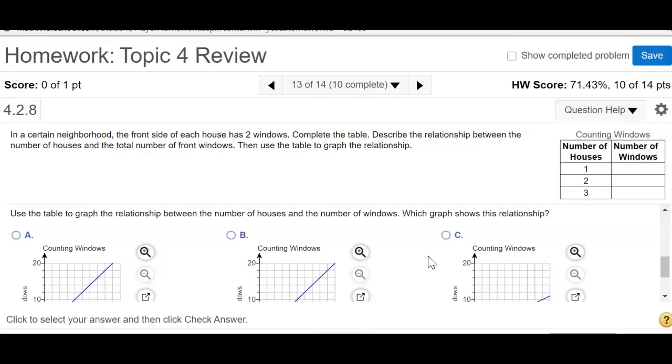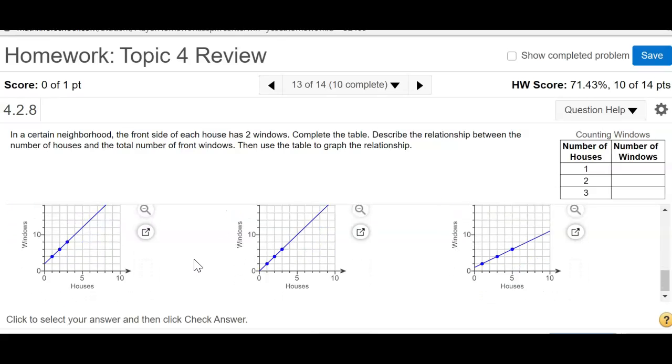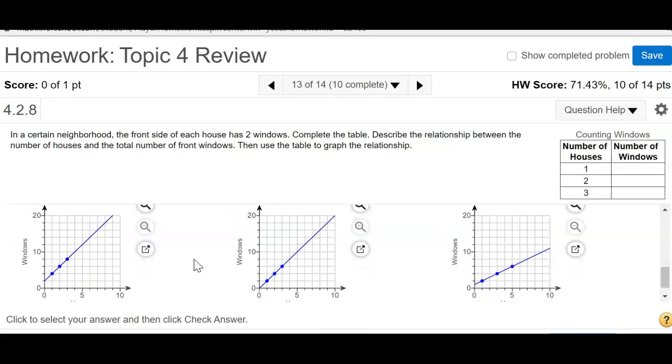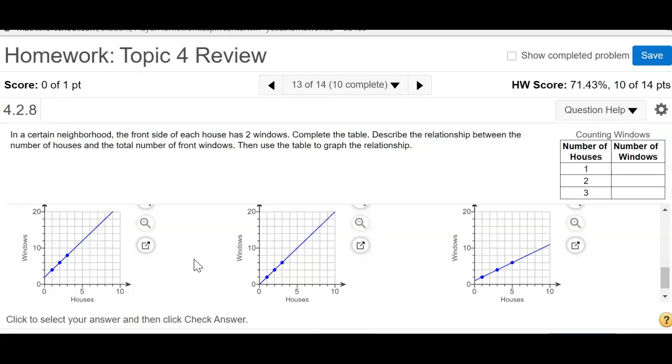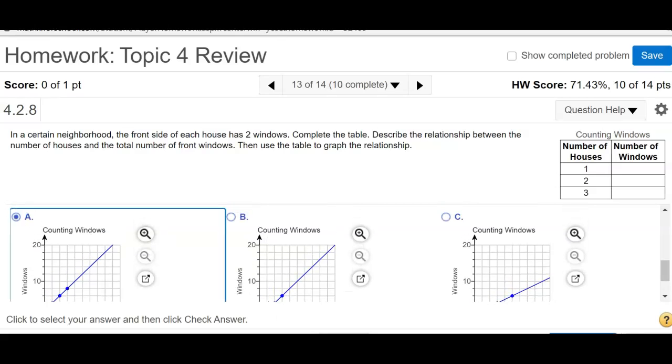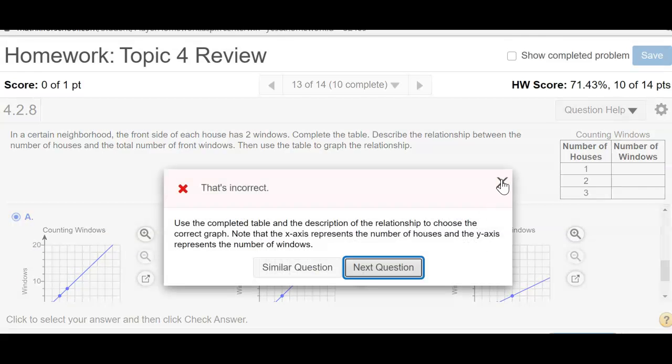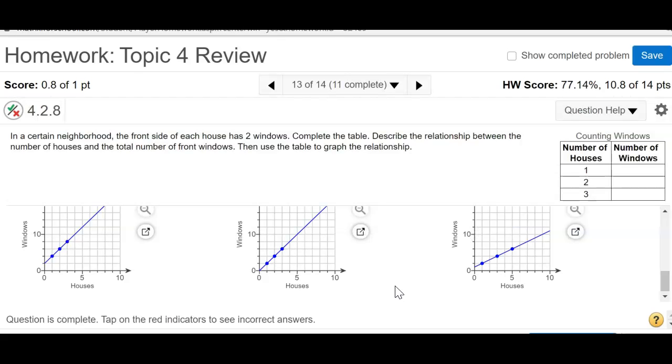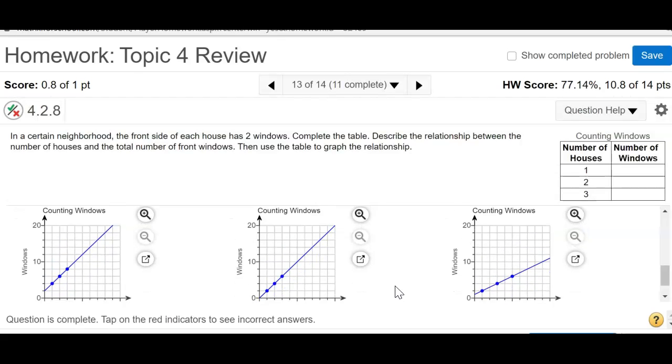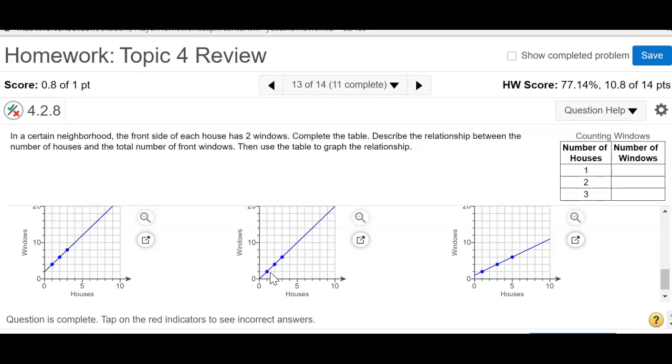All right, and one more part. Which one is the correct graph? What do you got, Jordan? It's A. A? One more question, please. Okay, it is B. 1 house, 2. Okay? I know it's really hard to see. Okay? All right.